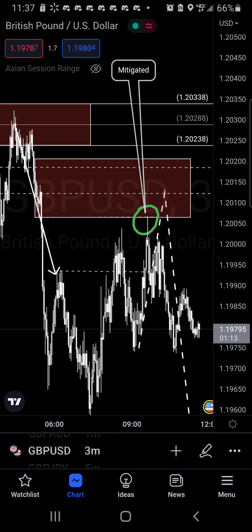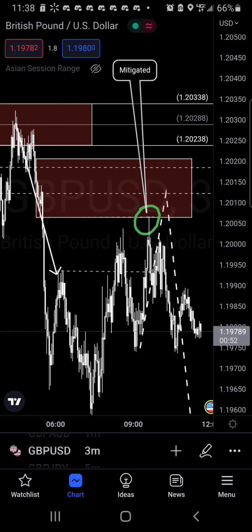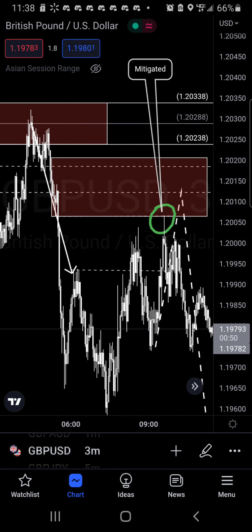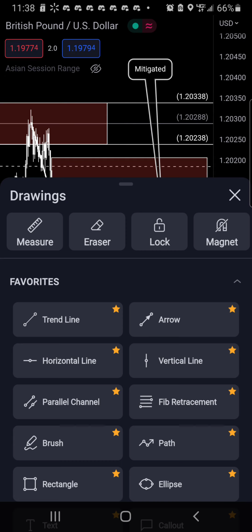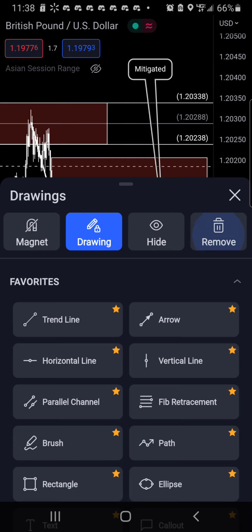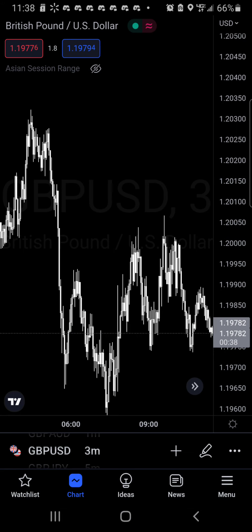Now, I've been teaching my students about supply and demand, how to find valid supply and demand zones, and also how to use inefficiency, which we know as imbalance, to find higher quality supply and demand zones. So this is a chart that I showed them earlier. I'm going to erase it and then show y'all something. Remove drawings. All right, so check it out.